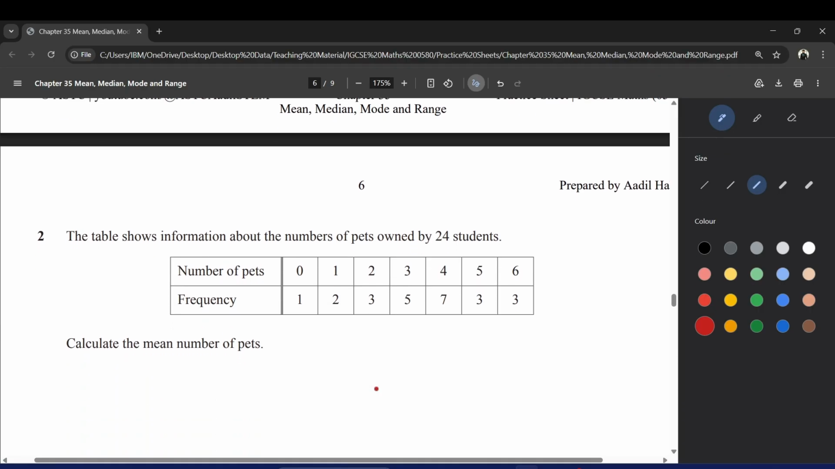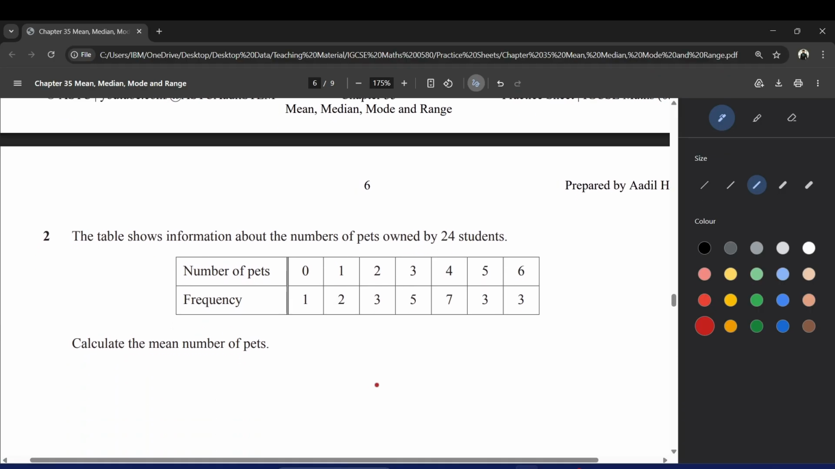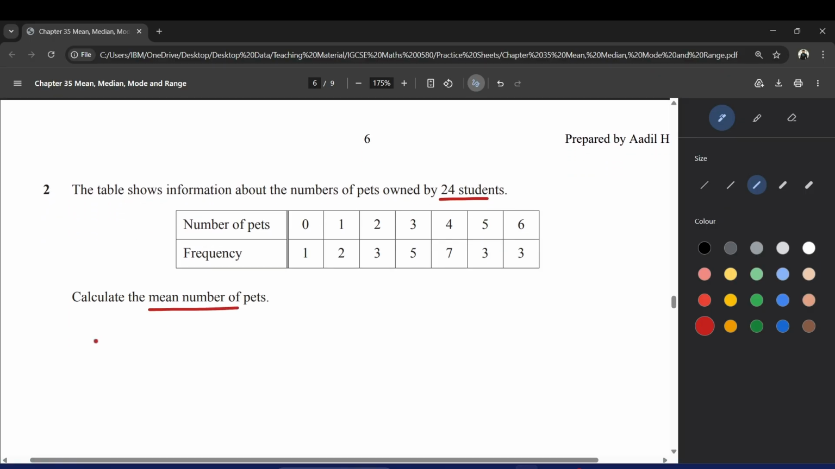Okay, so let's move to question number 2. The table shows information about the number of pets owned by 24 students. So this is the number of pets. We have all the way from 0 till 6, and these are the frequencies. Calculate the mean number of pets.